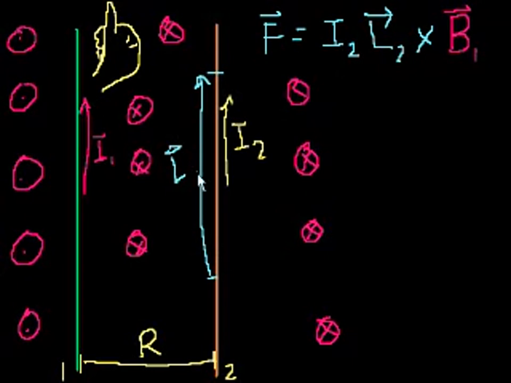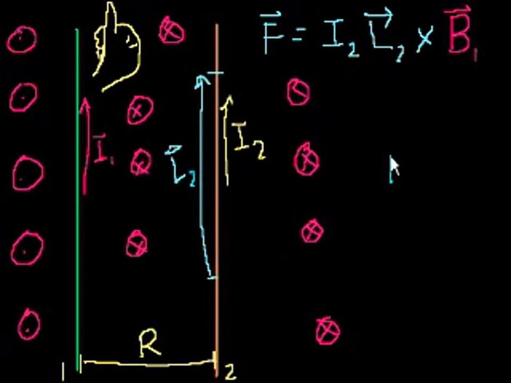I didn't label it L2 on the diagram. What's the direction of L2? Well, it's up. And the direction of B1, the magnetic field created by current 1, is going into the page here. So here we just do the standard cross product, and this is actually an easy one to draw.